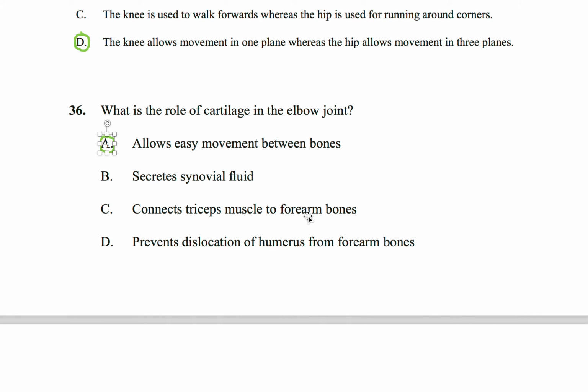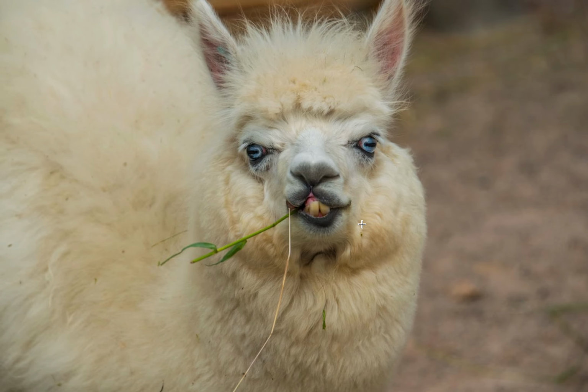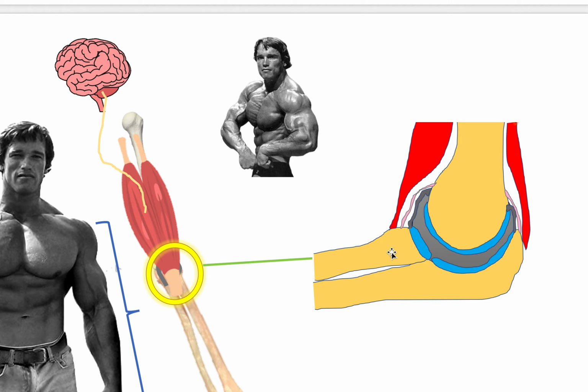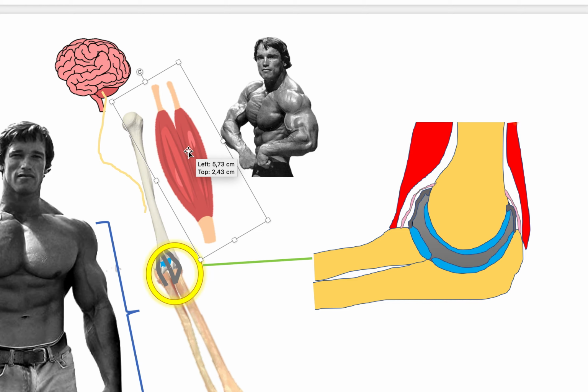Connects tricep muscle to forearm bones. Okay, so we talked about this before. The way muscles are connected to bones is by tendons. So let me show you. Here's a muscle, and these 2 things here are called tendons. The tendons connect the muscle.